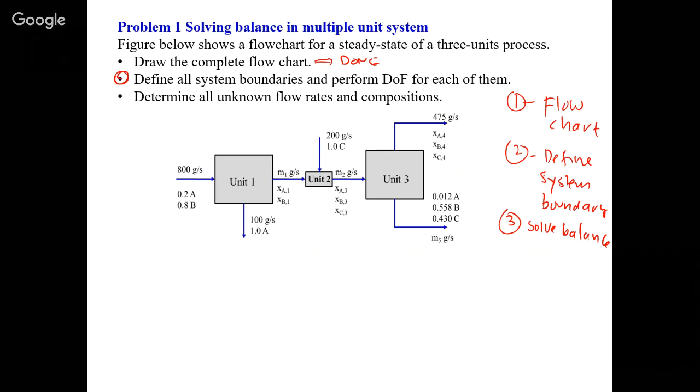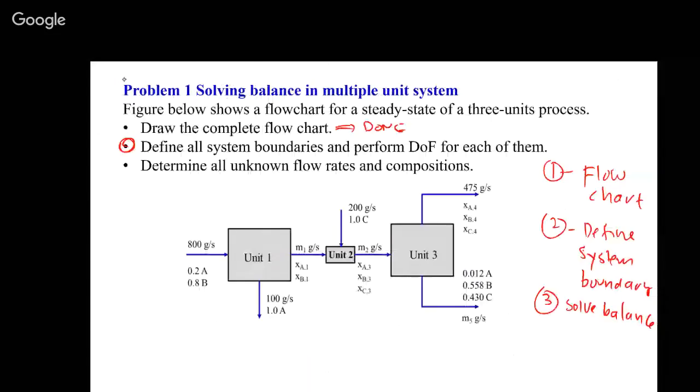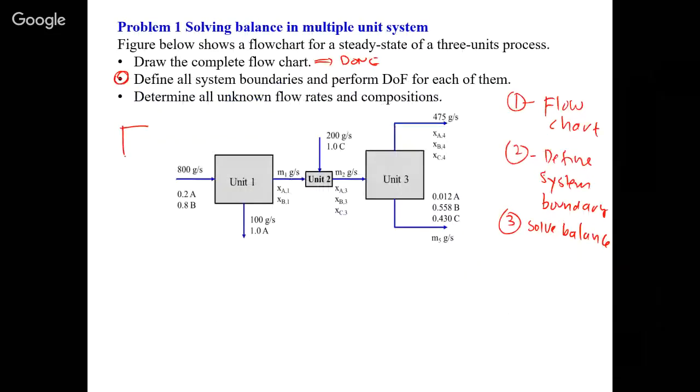You see here there are 3 individual units. You go for system boundary number 1 here. Let's assign the streams. This is F1, this is F2, this is F3, this is F4, F5, F6, and F7. The system boundary involving unit 1 has F1, F3 down there, and F2. Now we need to go for the DOF first.